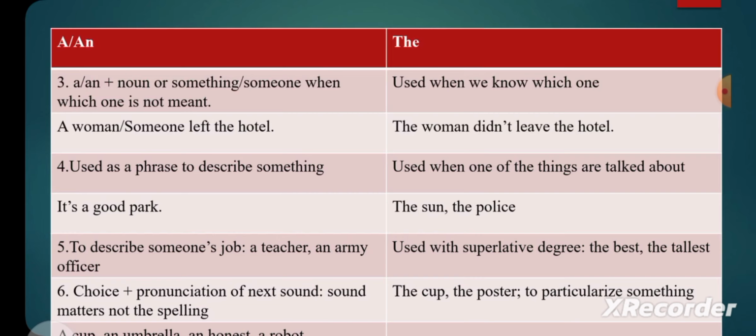Number five is to describe someone's job, like a teacher, an army officer. But the article the is used with superlative degrees, the best, the tallest.